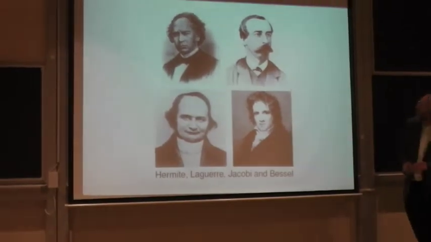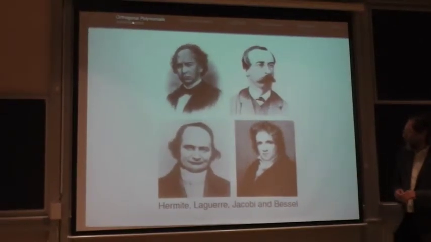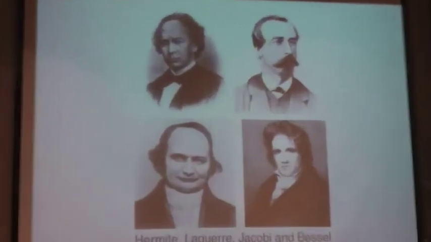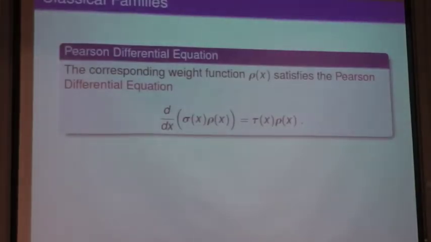Here are the four people, Hermite, Laguerre, Jacobi, and Bessel, who gave the names to these polynomials. So this is now the reason why these polynomials stemming from a differential equation, and therefore this was not clearly why they should be orthogonal.